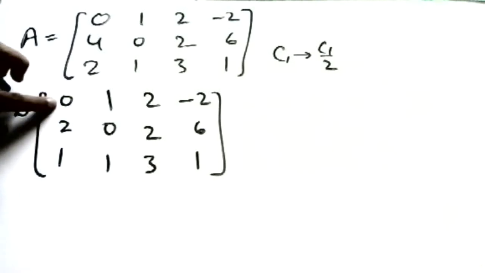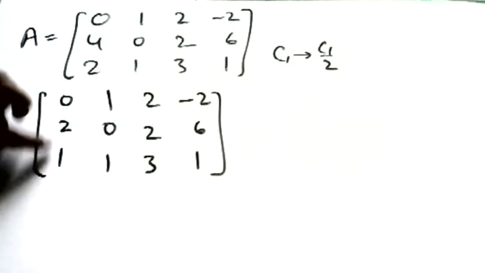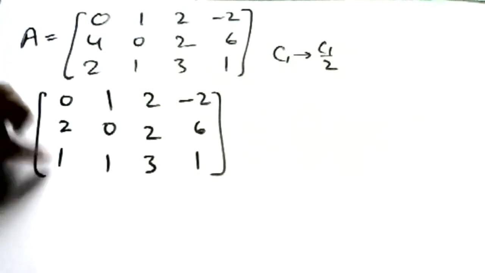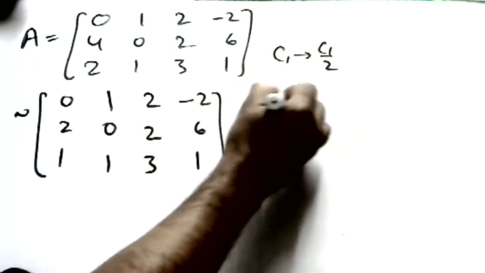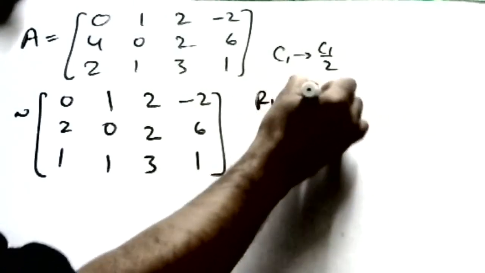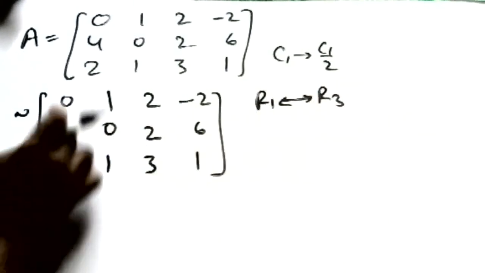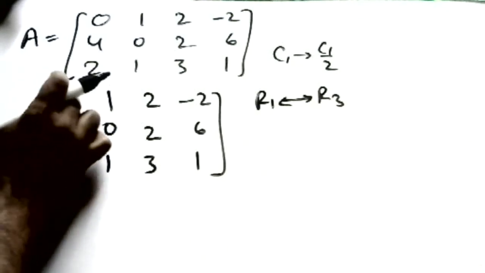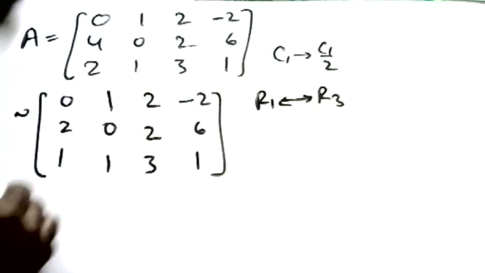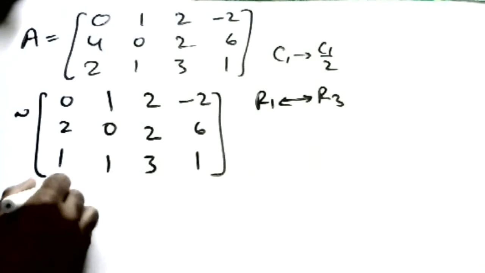The second step is we must have 1 here, not 0. We should not have 0 here. So let me interchange R1 and R3. We write R1 implies R3, that means we are writing R3 in place of R1 and R1 in place of R3.